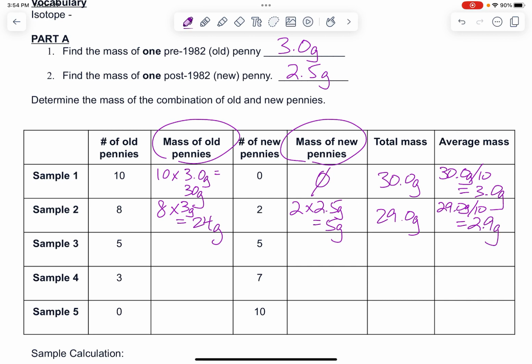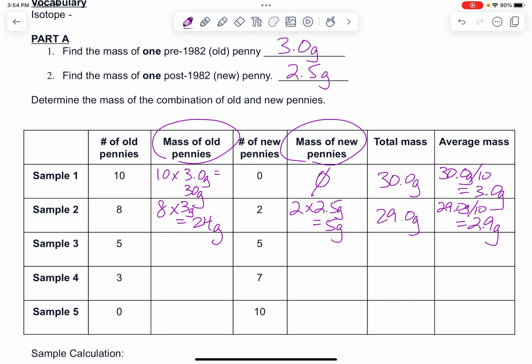And so the idea is that none of our pennies have a mass of 2.9 grams. They're either 3 or they're 2.5. So this average mass represents the mass of the mixture. And that's really the idea that we use for each sample.